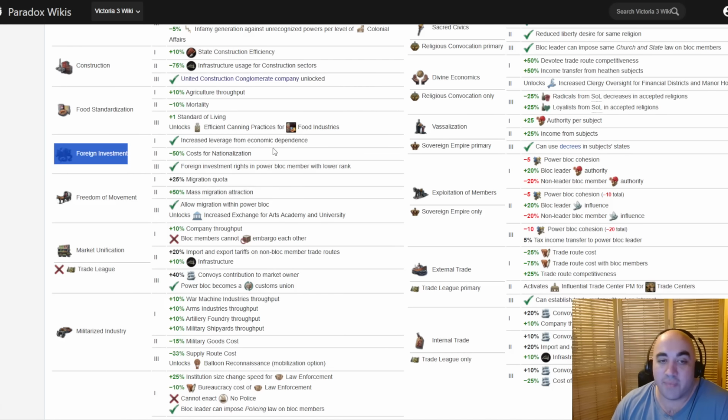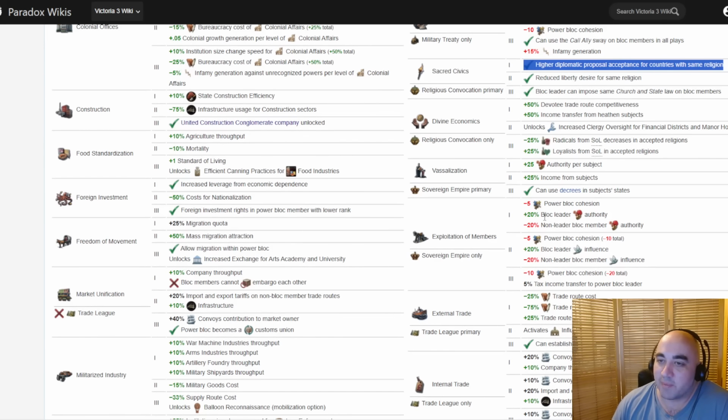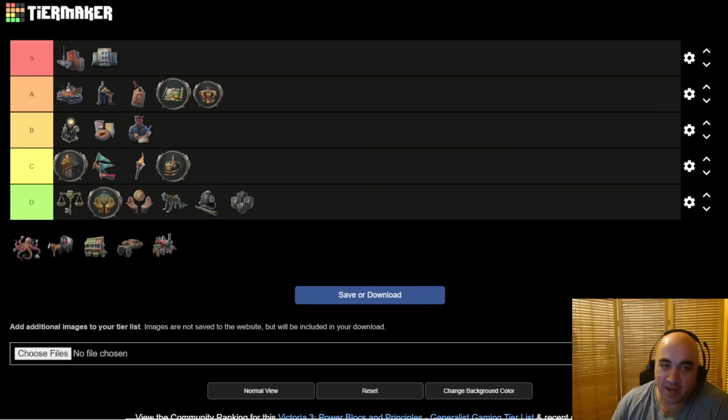I think it's a temporary one, much like how I think Sacred Civics, going in for the diplomatic acceptance from someone with the same religion, is a temporary one. That's a little bit interesting. I think that we're going to put it in B tier, but very tentatively, kind of at the backish of B tier here, where it's conditionally going to be good.